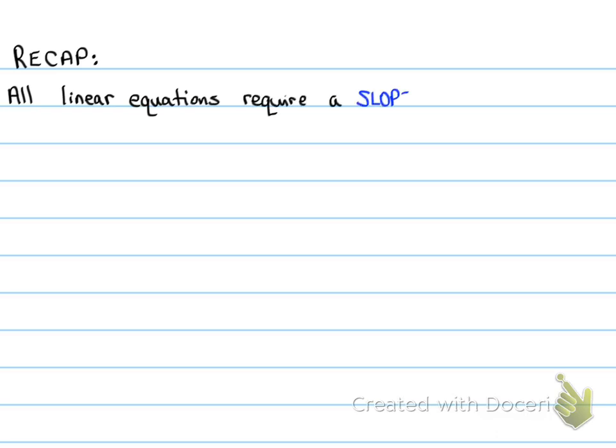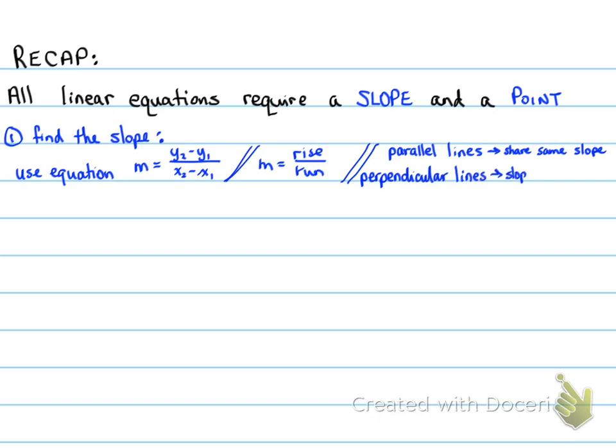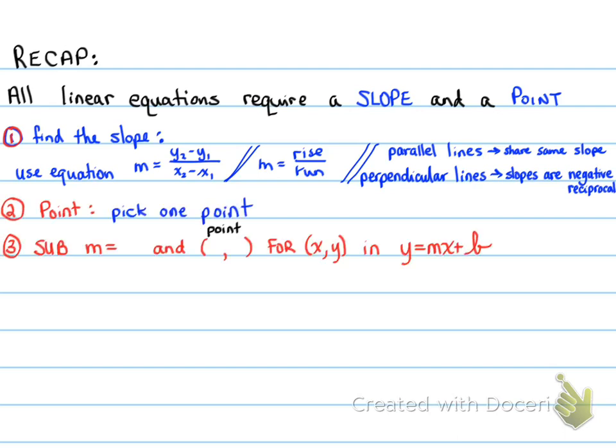Let's try another problem. Well, before we do that, let's recap some information. All linear equations require a slope and a point. Now, how do we do that? Well, we need to make sure we find the slope first and use the equation y2 minus y1 over x2 minus x1, or use rise over run if it's a graph, or we use the concept of parallel lines where they share the same slope, and perpendicular lines where the slopes are negative reciprocals. Now, that's important to note.